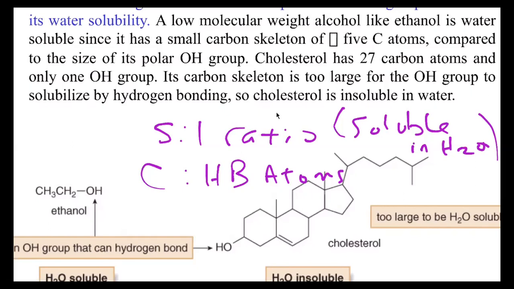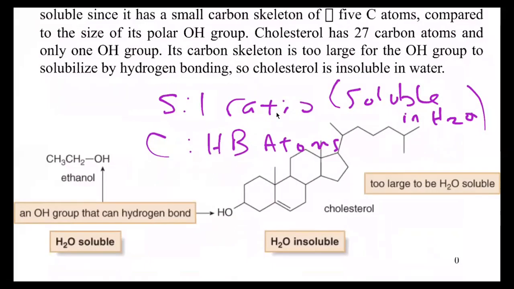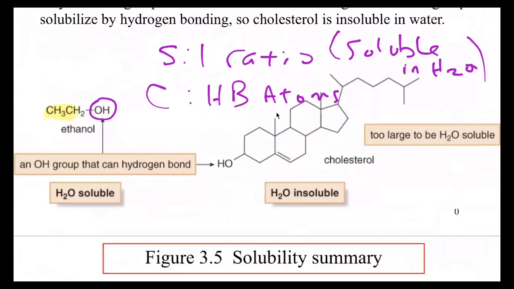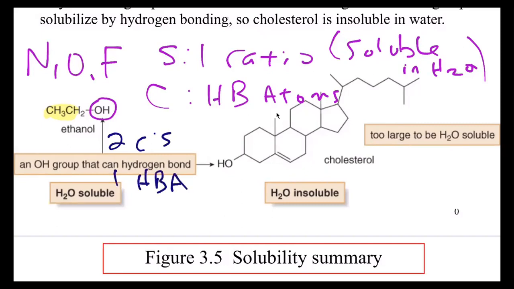Let's look at these two examples, and then we're going to look back at the handout that we were working on the other day. Here's ethanol, which has two carbons. Can you see that? You have two carbons here, and then you have your one hydrogen bonding atom, which is oxygen. Your hydrogen bonding atoms are N, O, and F. Those are the three atoms that need to be present in any molecule, and the ratio of 5 to 1 must be met, or something in that range, in order for it to be soluble in water. So ethanol has how many carbons? Two carbons in ethanol. And then how many hydrogen bonding atoms does it have? One. I'm going to abbreviate this as HBA, hydrogen bonding atoms.